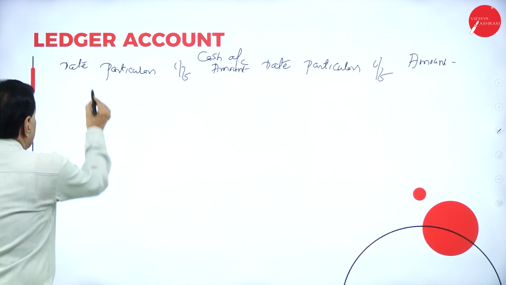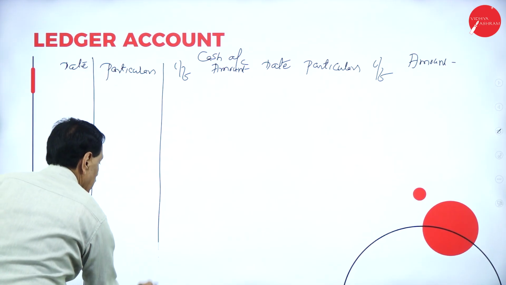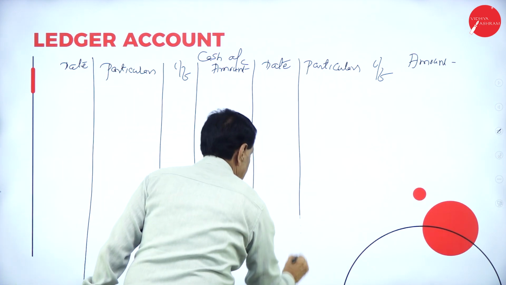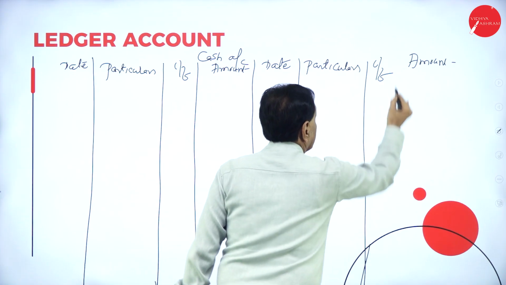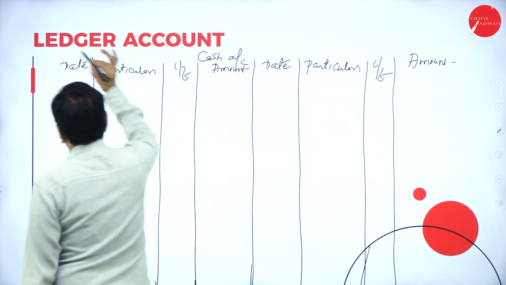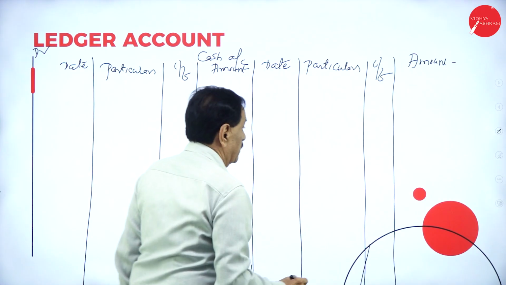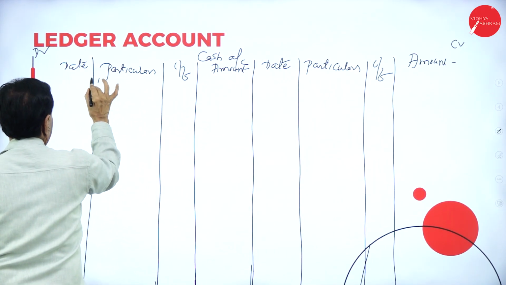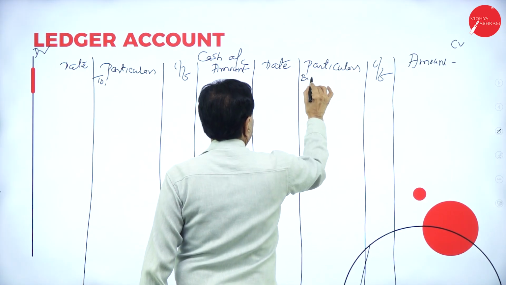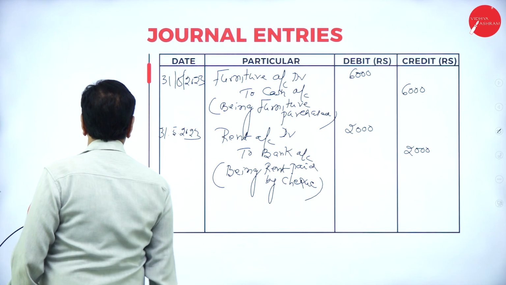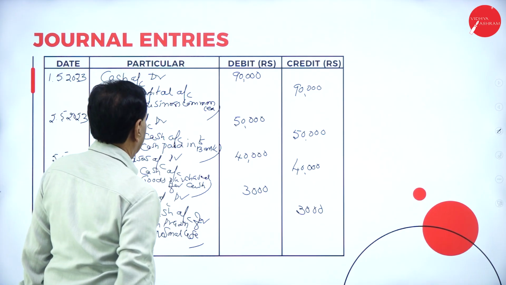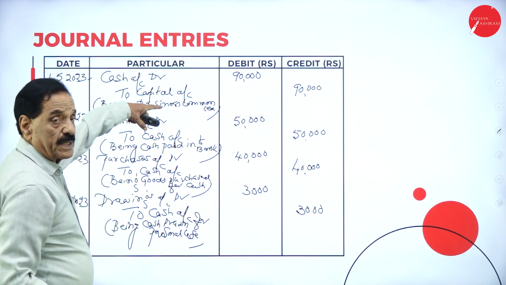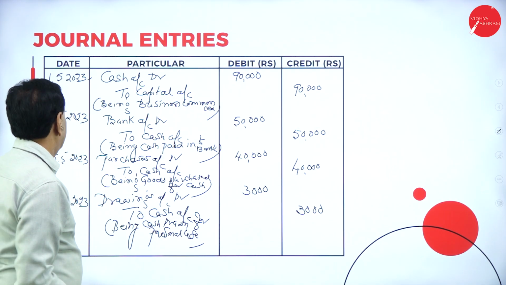Wherever the cash comes, you have to enter. Which account are you preparing? Cash account. It's followed by debit and credit, and "to" and "by". We'll start with the first one. Cash account debit to capital account. So you are doing the cash account. Where is capital? Credit side. Now it will come on the debit side.